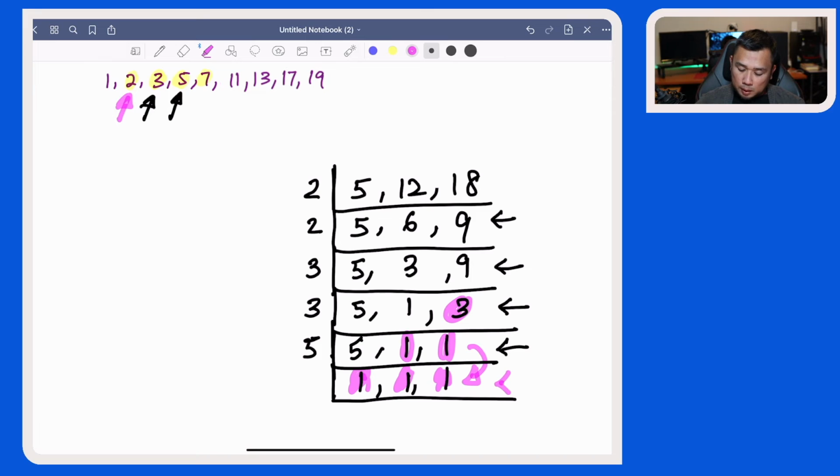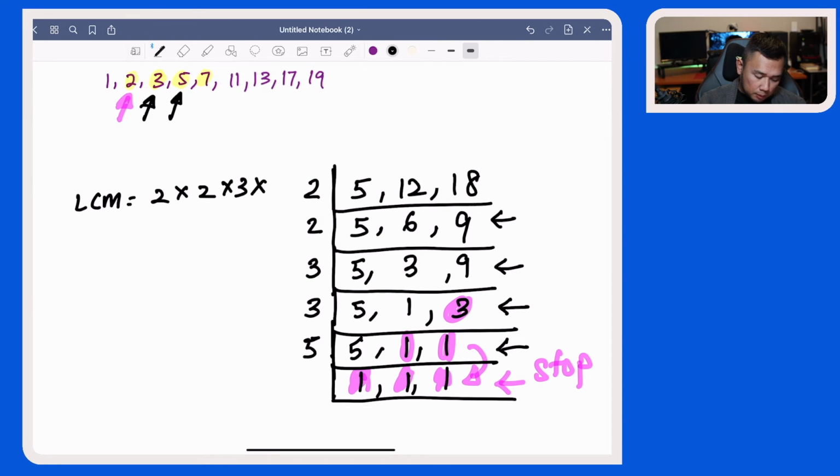This is the point where you will stop. So in this case, to determine the lowest common multiple for 5, 12, and 18, we need to multiply the numbers on the left, which will be 2 times 2 times 3 times 3 times 5. Hey Google, what's 2 times 2 times 3 times 3 times 5? The answer is 180. So there you have it. The lowest common multiple for 5, 12, and 18 is 180.